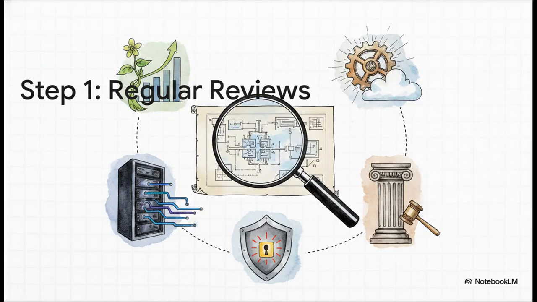All right, let's start with step 1, regular reviews. This is all about being proactive. You absolutely cannot wait for something to break to find out your plan is flawed. You have to schedule time, put it on the calendar, and ask the tough questions. Things like, have our business priorities shifted? Have we rolled out new models or changed up our cloud infra? What about new regulations or security threats that have popped up? You've got to be looking ahead.